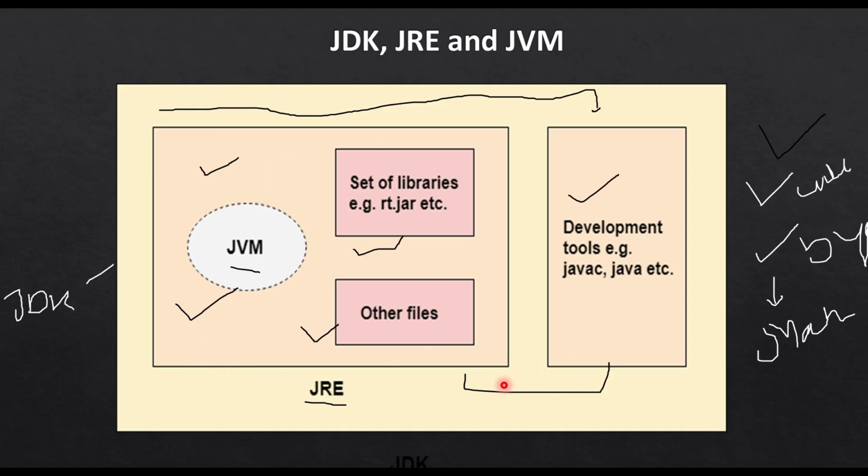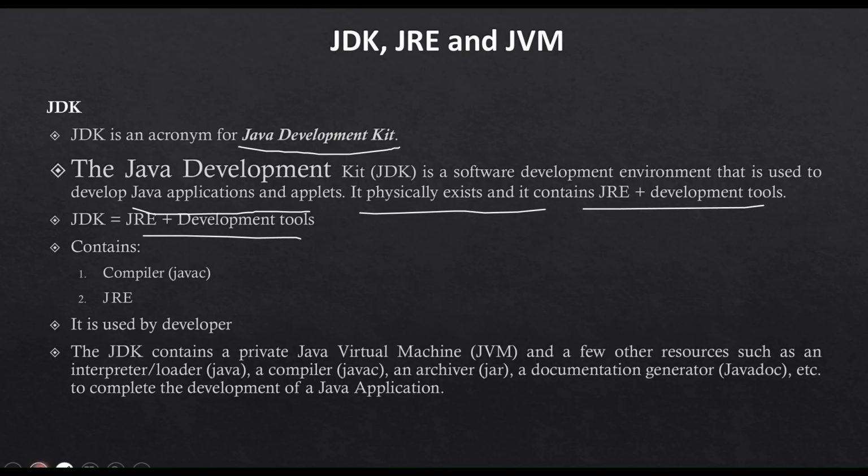Inside JDK, JRE and some development tools and compiler are present. As I said, JDK is a combination of JRE and development tools. Development tools means the compiler and whatever other things are present. It is used by developers. Suppose I want to write code in my system; for that purpose I need to install the JDK in my system. In the next video I will upload how to install JDK and the basic environment setup of Java.